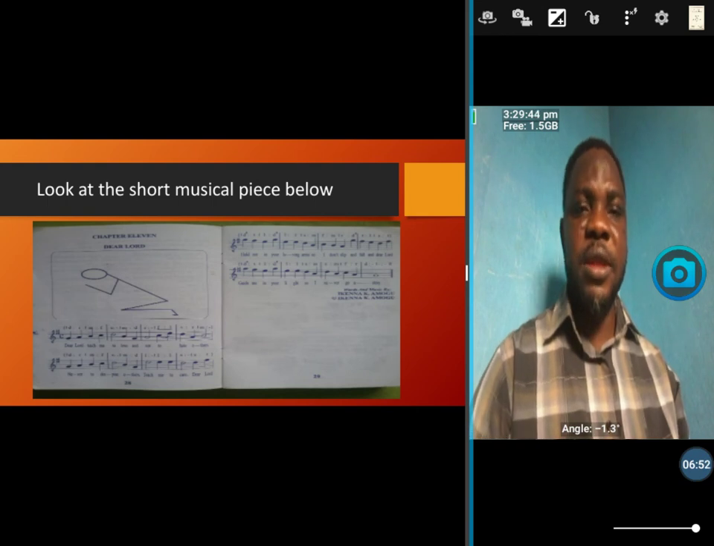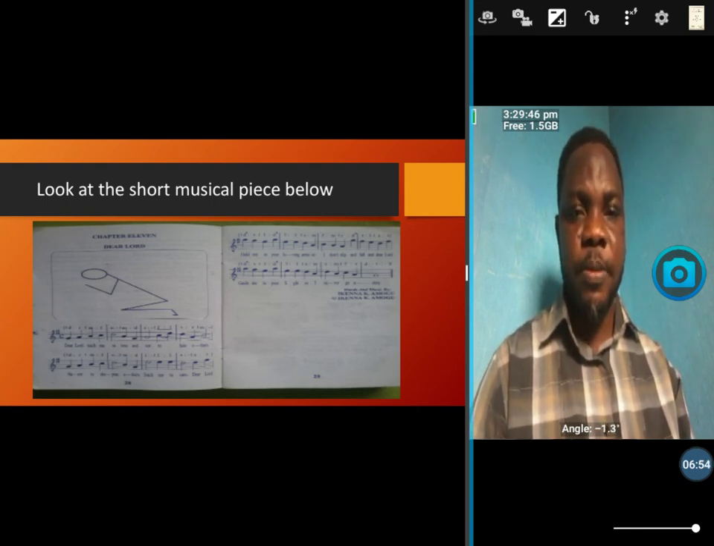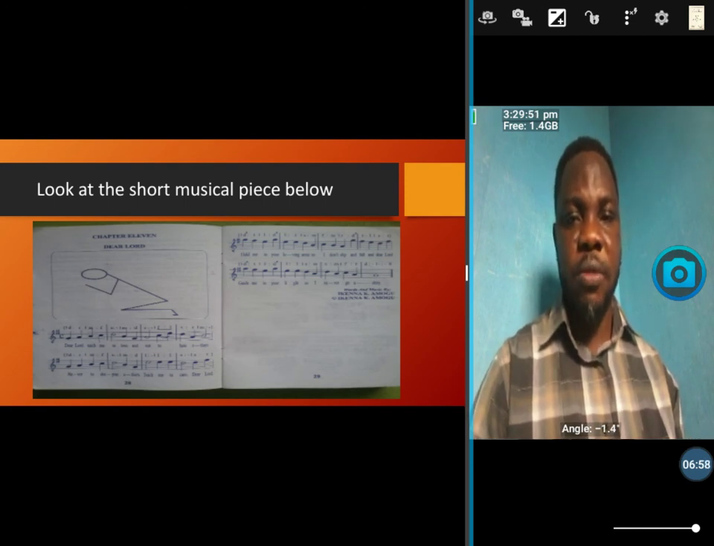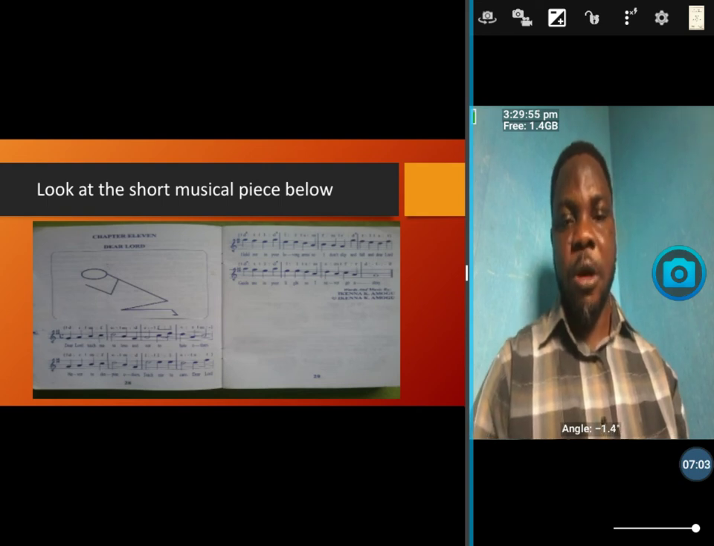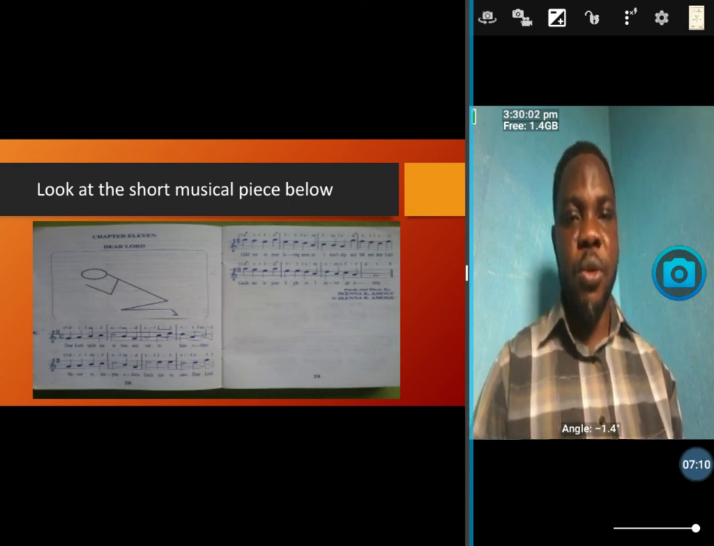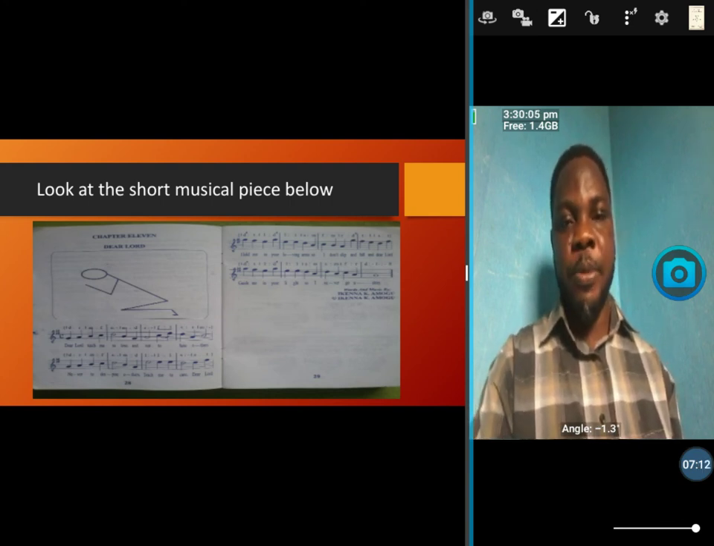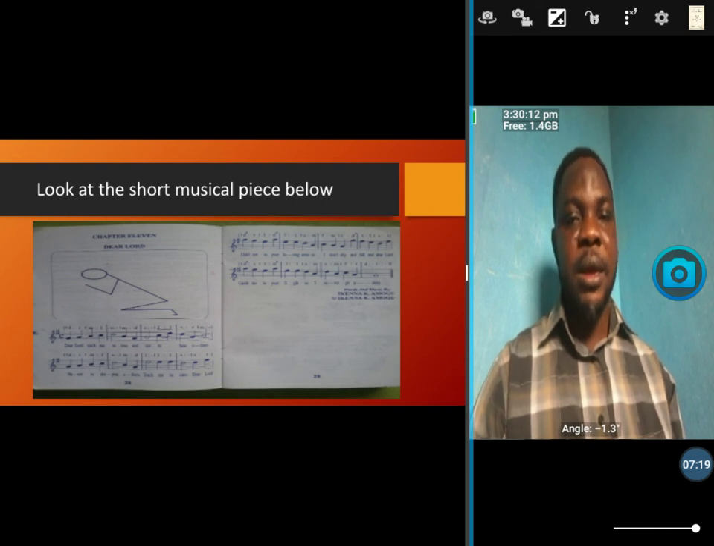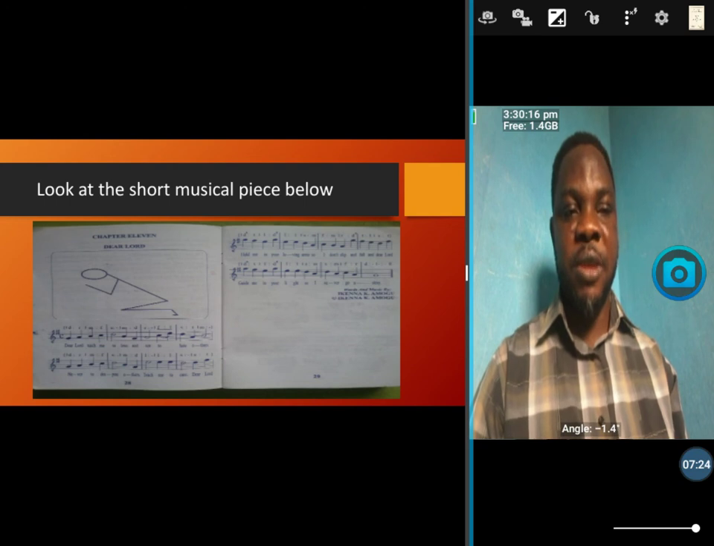I just want you to study this musical piece very well. You see that the stem of each of the notes goes up or down. Check from one staff to another staff, from one bar to the next bar. You discover that the 3 conditions I just mentioned, above the third line, below the third line, on the third line, are applicable to the musical piece you are seeing here now.